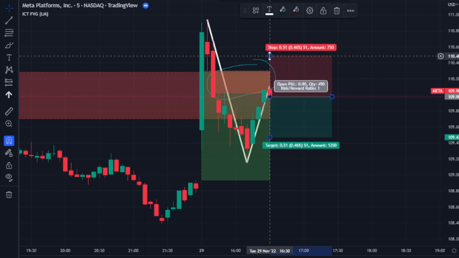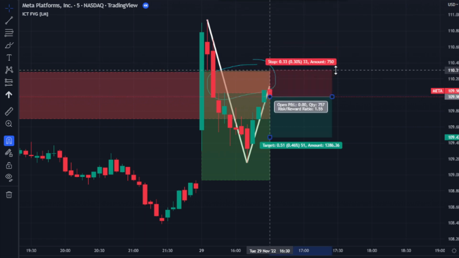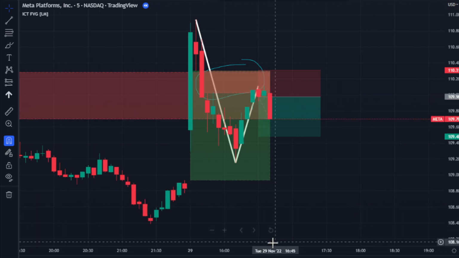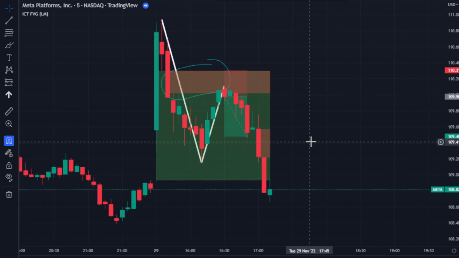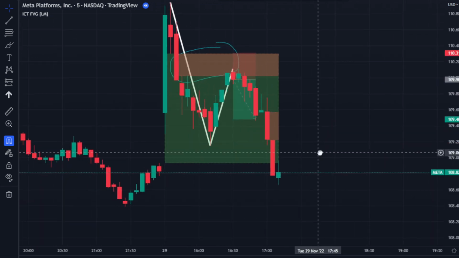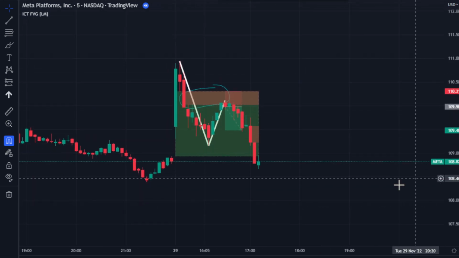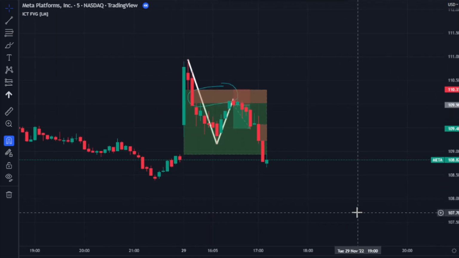So let's take a short trade. We set the stop loss above the gap, and the take profit also at 1.5 times the risk. We await the development of the trade. We clearly see that this trade is a winner. Now that you understand fair value gap, let's see the next indicator.